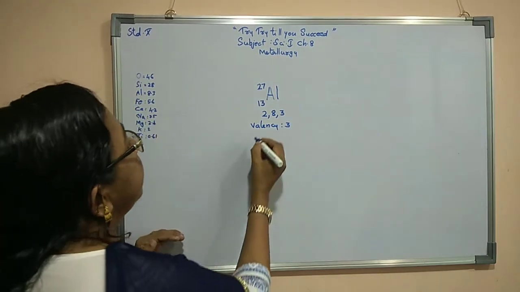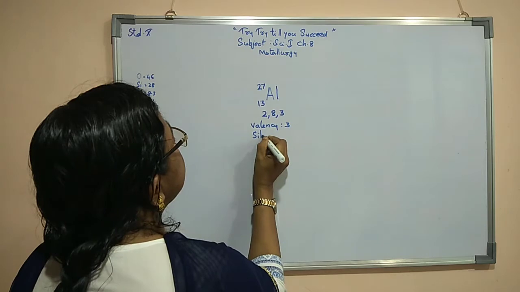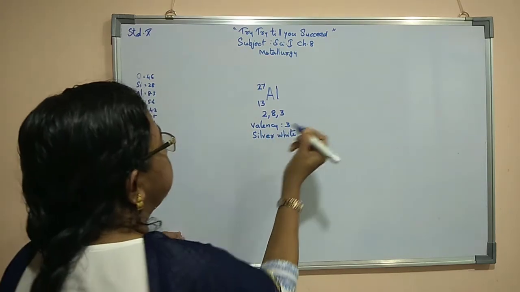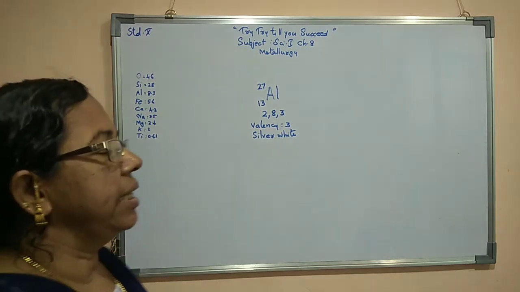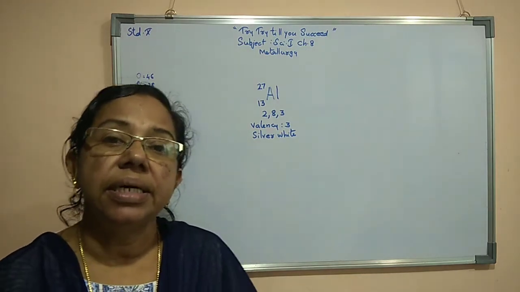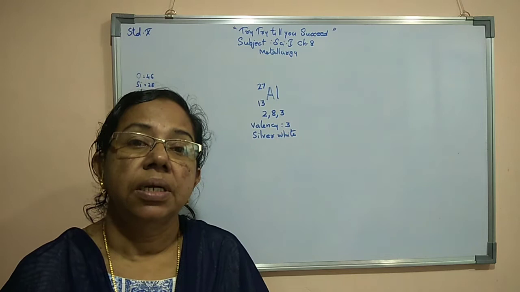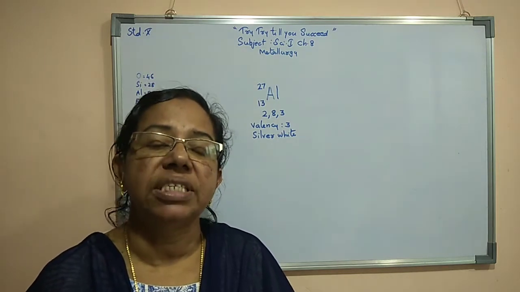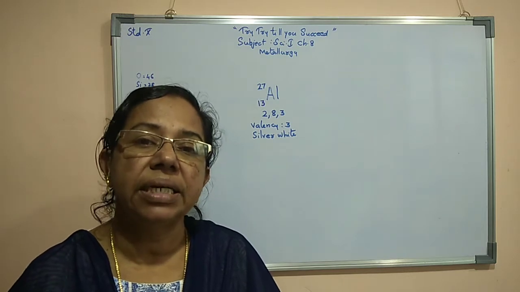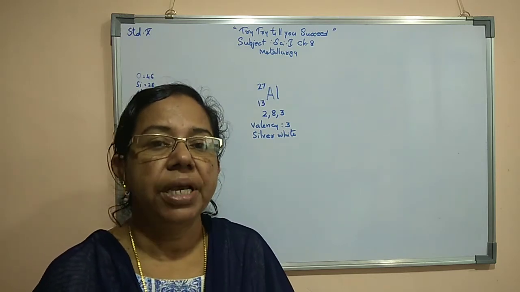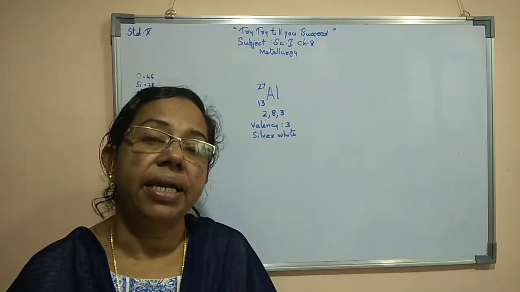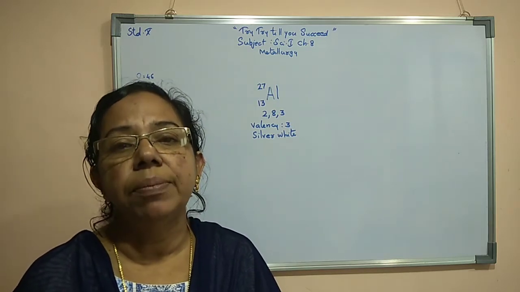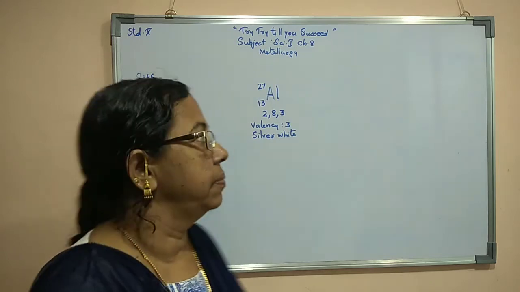Then we can say that its color is silver white. Again we can say that it is available in the nature abundantly. We can say that it is the third most abundant element in the Earth's crust. Now here I am giving you 9 most abundant elements which are available in the Earth's crust.